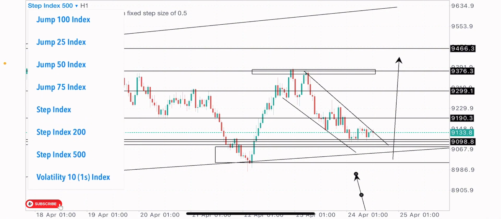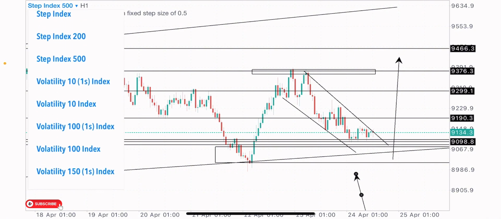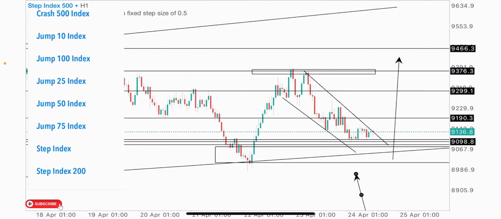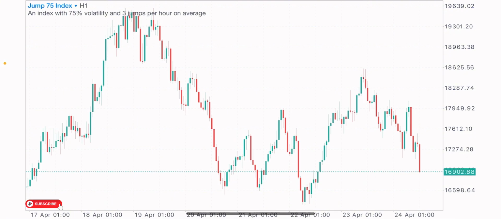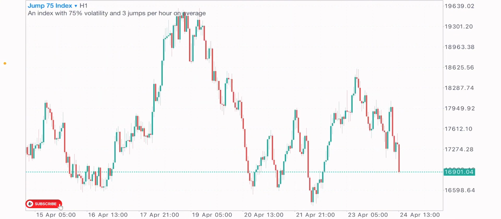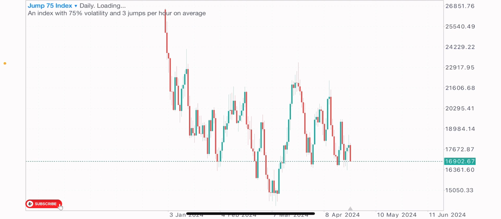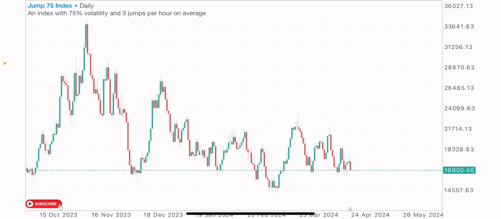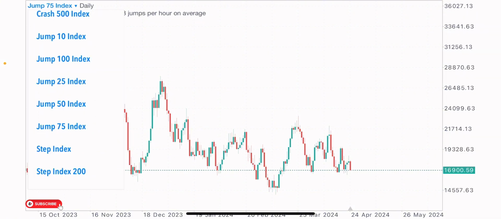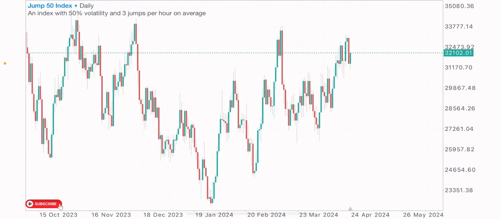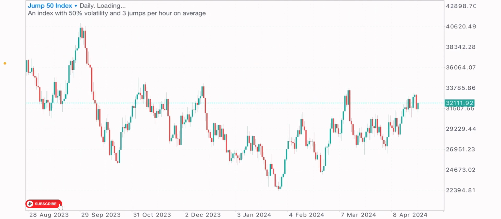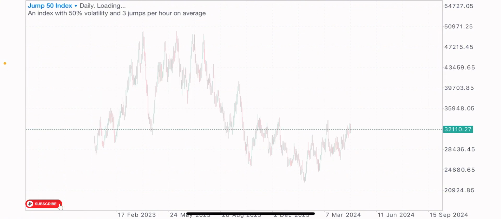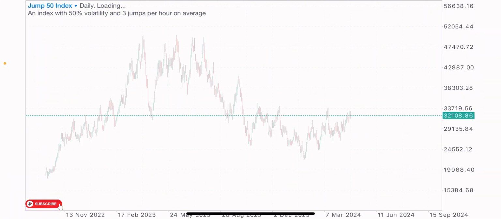Now let's analyze one of the jump indexes, then one of the boom and crash, and one of the volatility indexes. So the jump index, should we look at the jump 75 index? This is looking interesting. Let's check. It's not looking bad either, but let's look at the jump 50 index to see. Not bad still, not bad. So let's actually analyze the jump 50 index. Let's have a look at the jump 50 index, right?